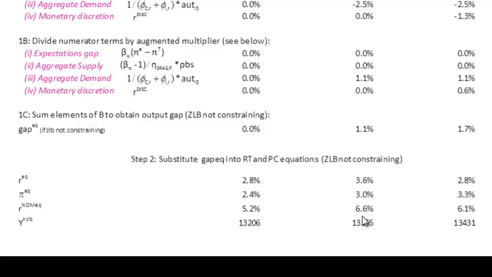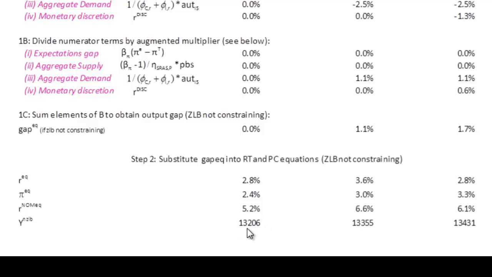Now, you'll see here that in both cases, the central bank had to raise the nominal interest rate. Why? Because the inflation rate rose. So we see an increase in the nominal interest rate here from 5.2% in the baseline to 6.6%. And we see in alternative 2 that yes, the nominal interest rate was increased, but by much less, by about 50 basis points.